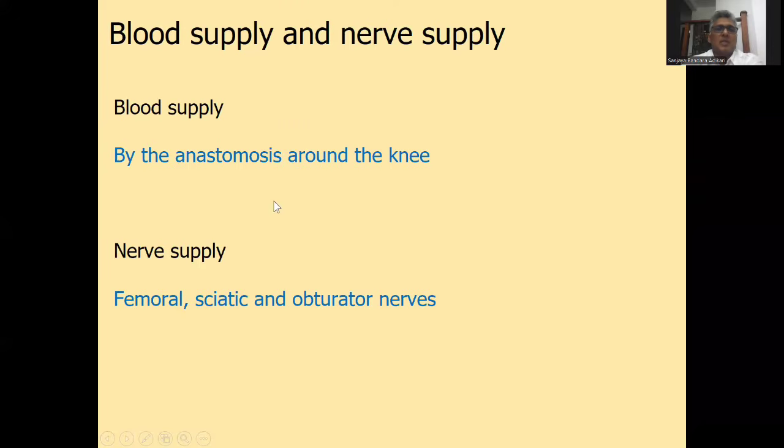Blood supply: you have a knee anastomosis, which I will not go into details of. If you want, you can read it. Then the nerves: you get the obturator nerve, then the tibial component of the sciatic, and the femoral nerves. Even the femoral nerve can supply the joint, because the quadriceps muscles are supplied by the femoral nerve. Quadriceps muscles move the knee joint. Therefore, going by Hilton's law, the nerve has to supply the joint also, because the muscles that move the joint are supplied by the same nerve.